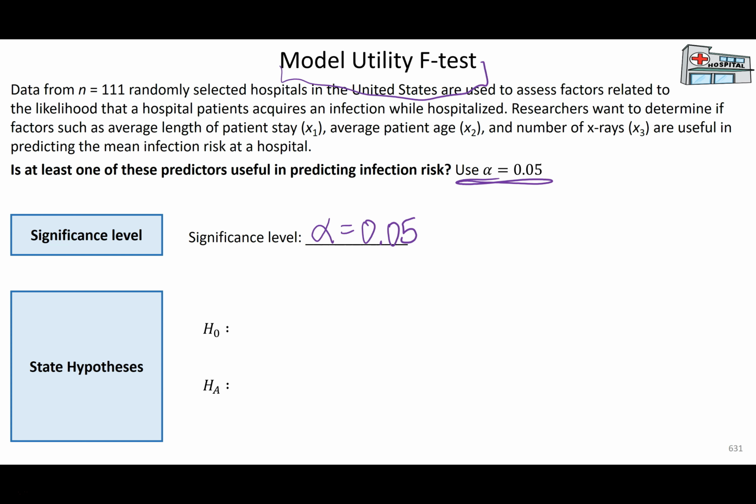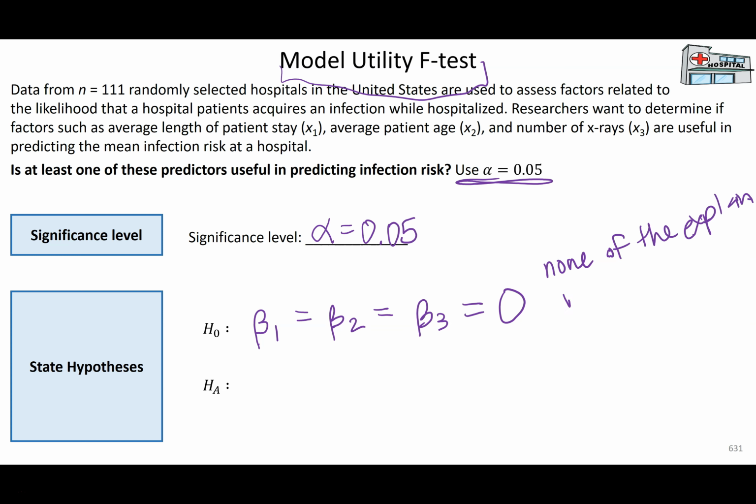For the model utility F-test, we start out assuming nothing in this model is useful. So the slope related to patient stay, and the slope related to patient age, and the slope with x-rays, all of those are equal to 0. So none of the explanatory variables are useful. Specifically, none of them are useful in predicting the infection risk at hospitals.